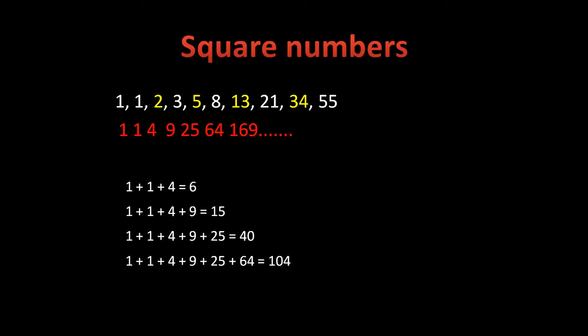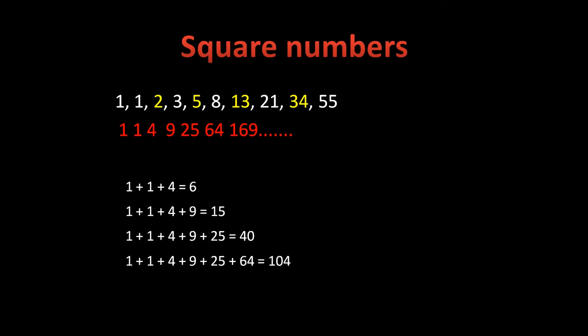Here is the Fibonacci sequence again. This time it's square numbers. Let's look at the first few square numbers. 1 squared equals 1. 1 squared again equals 1. 2 squared equals 4. 3 squared equals 9. 5 squared equals 25, and so on.